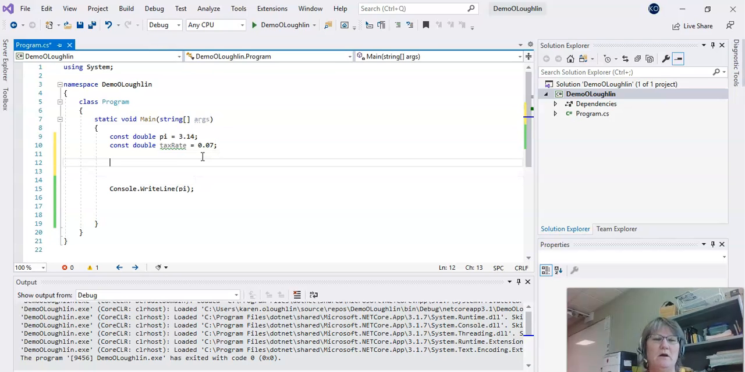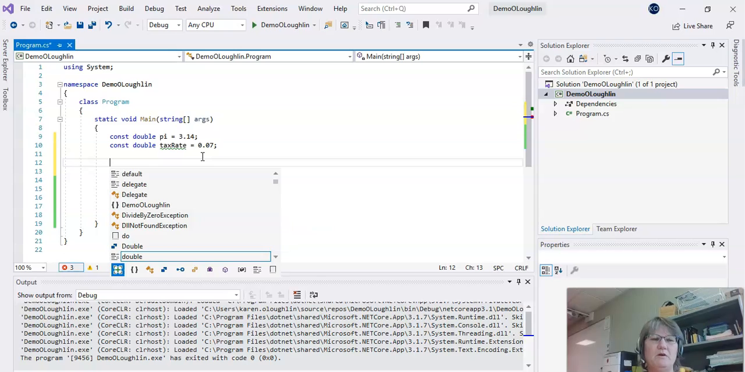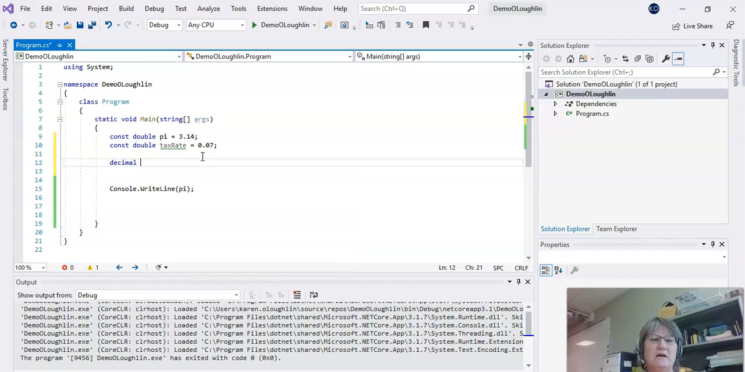Tax rate is often used to calculate a total bill, or to calculate the price of something times the tax rate. And so I might have a variable that's going to represent the price of an item. That should be declared as a decimal. So the item price, and I'm just going to make up an item price, $45.67 for something.